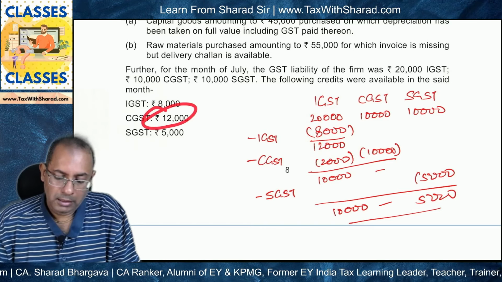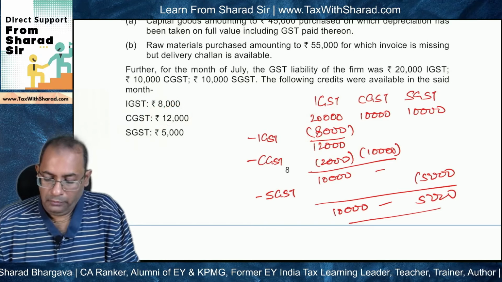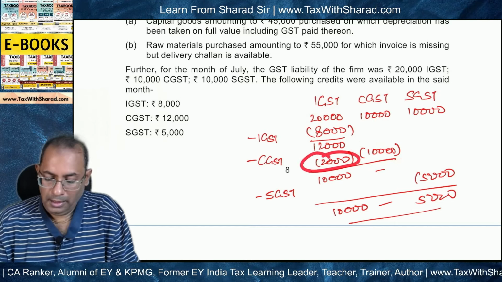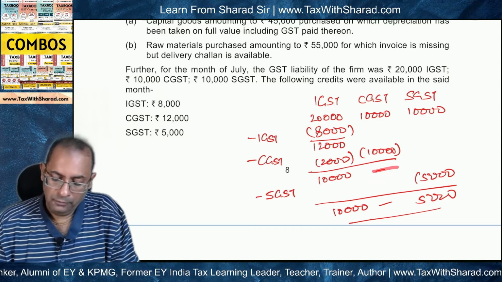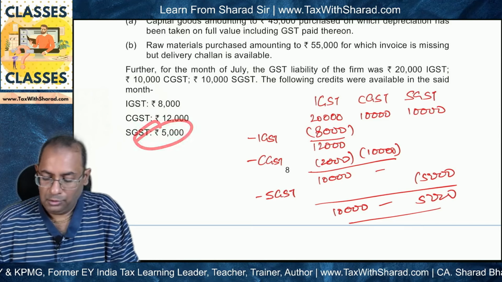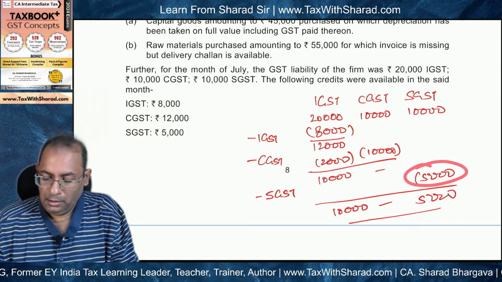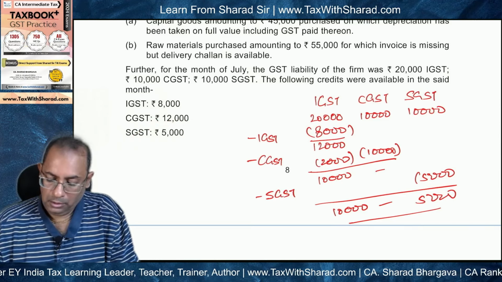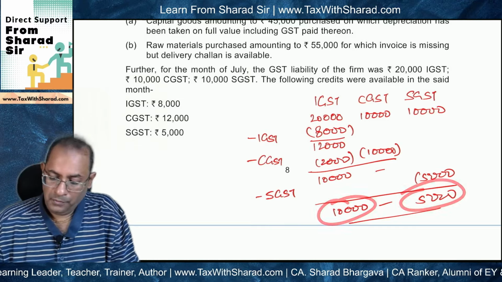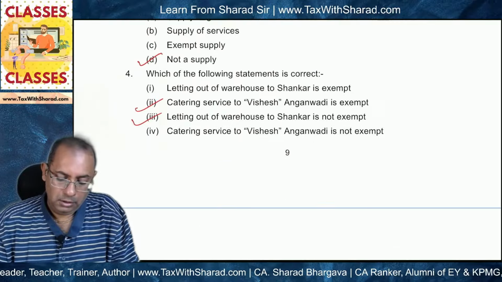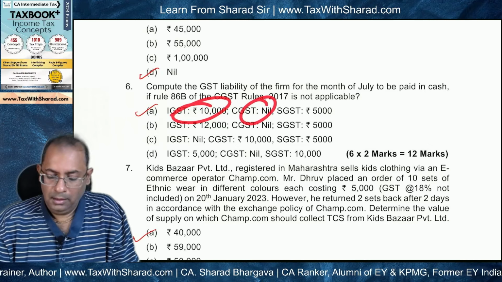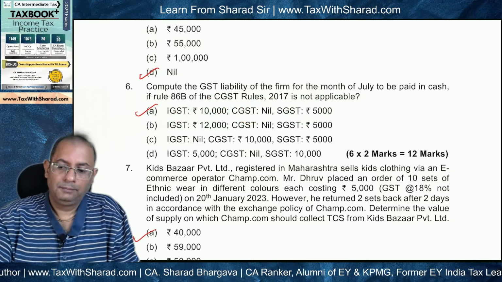Then we come to CGST, which is 12,000. So first we adjust 10,000 against 10,000 CGST and the balance 2,000 against IGST, with the result that CGST goes off and IGST balance comes to 10,000. Lastly, SGST is 5,000. So we adjust SGST 5,000 against SGST of 10,000. So in all, the balance comes to 10,000 IGST and 5,000 SGST. So this is the answer: 10,000 IGST, CGST nil, and SGST 5,000. Clear?